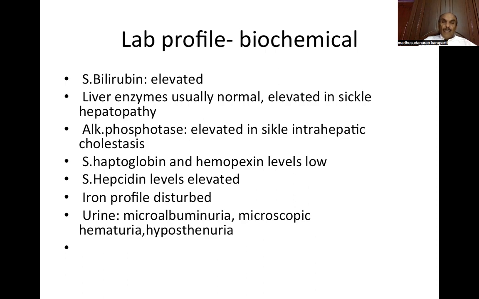Serum haptoglobin and hemopexin levels are low. Serum hepcidin level is elevated. So it is associated with disturbed iron profile. In urine, there is microalbuminuria, microscopic hematuria, and hyposthenuria, indicating renal parenchymal damage.